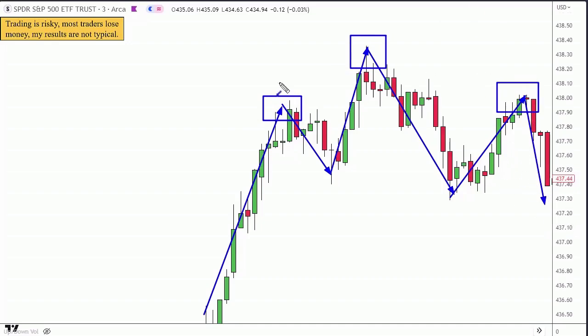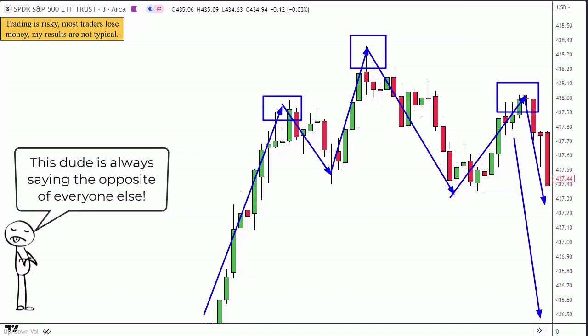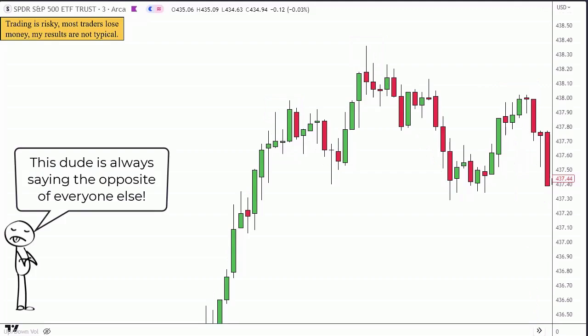So what this is supposed to indicate is that the market's going to go down from here. And I'm here to tell you it's not that simple. And it doesn't always work that way. In fact, it doesn't work that way a lot of times. And you cannot trade this alone. So why do I say that?